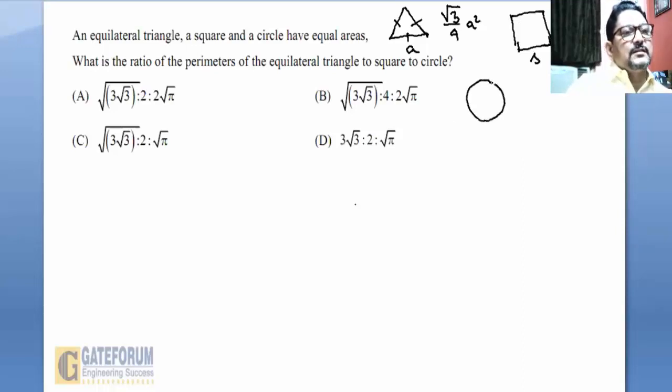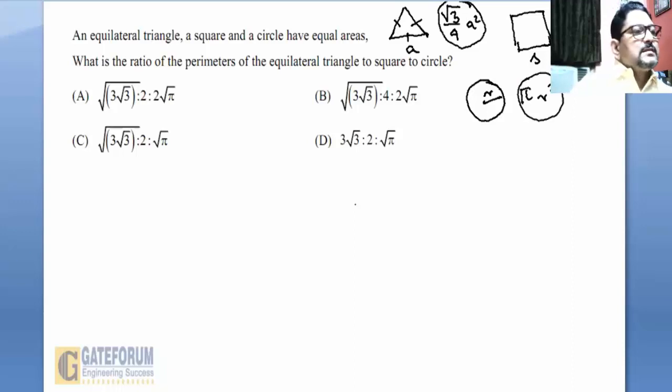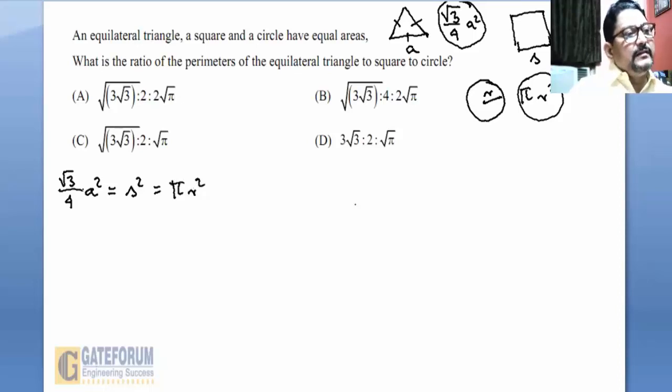And of course, for a circle whose radius is R, the area becomes pi R square. So as far as the problem is concerned, all these three areas are equal. So we can say root 3 by 4 A square is equal to S square is equal to pi R square. Now, because these are equal, their individual square roots must also be equal.